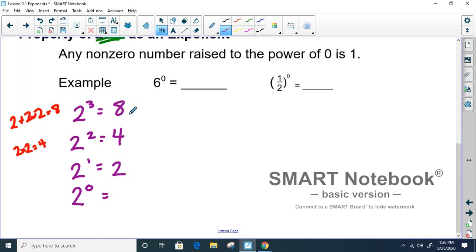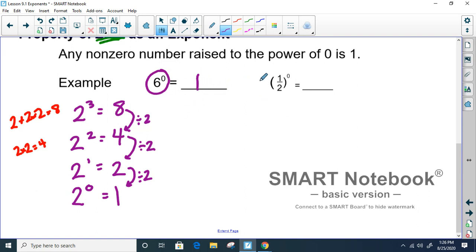So now we're going to look at this pattern. If I look here, 8 to 4, we divide by 2. 4 to 2, we divide by 2. So if I continue with this pattern, 2 divided by 2 is 1. So actually, any number that is raised to the 0 power is simply 1.